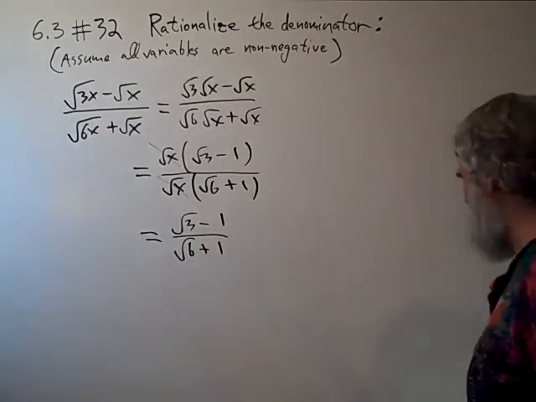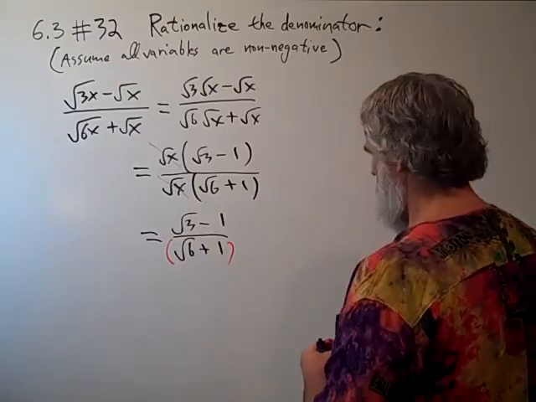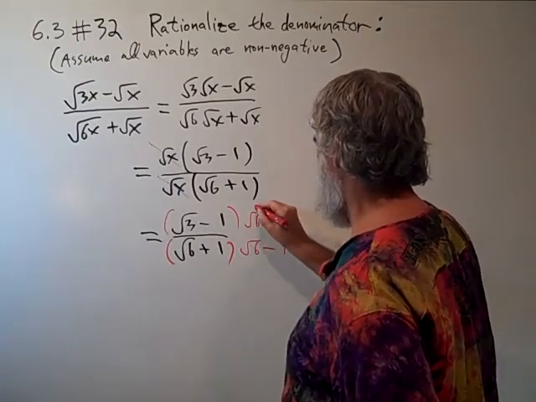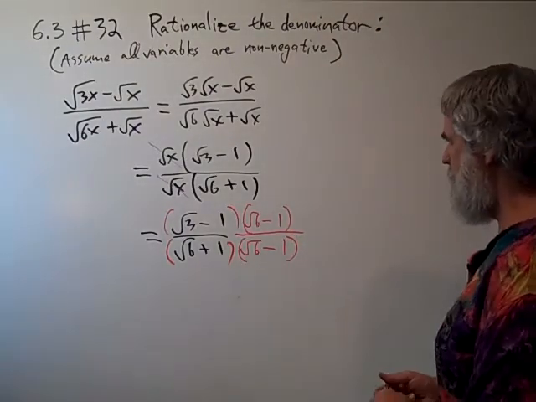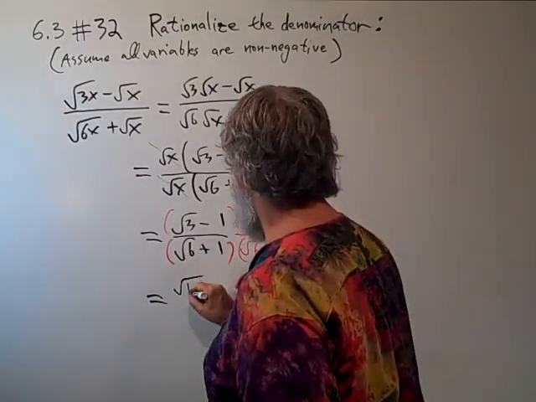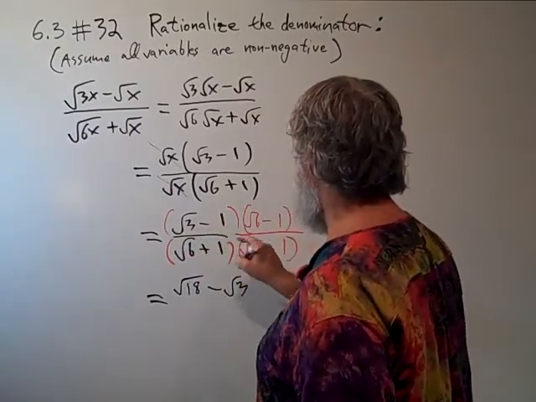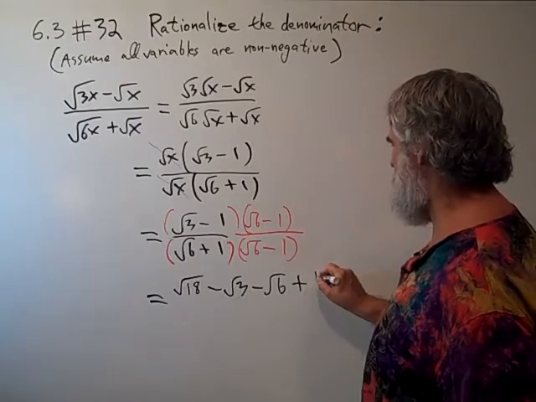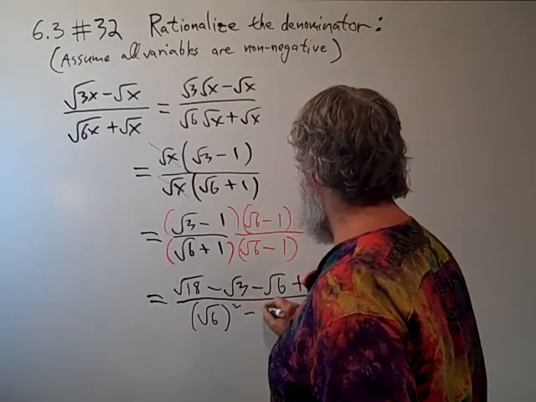So multiplying the top and bottom by the complex conjugate of the denominator here, which is radical 6 minus 1, we end up with, in the numerator, radical 3 times radical 6 is radical 18, minus radical 3 times negative 1 is negative radical 3, negative 1 times radical 6 is negative radical 6, negative 1 times negative 1 is positive 1, and in the denominator you have radical 6 squared minus 1 squared.